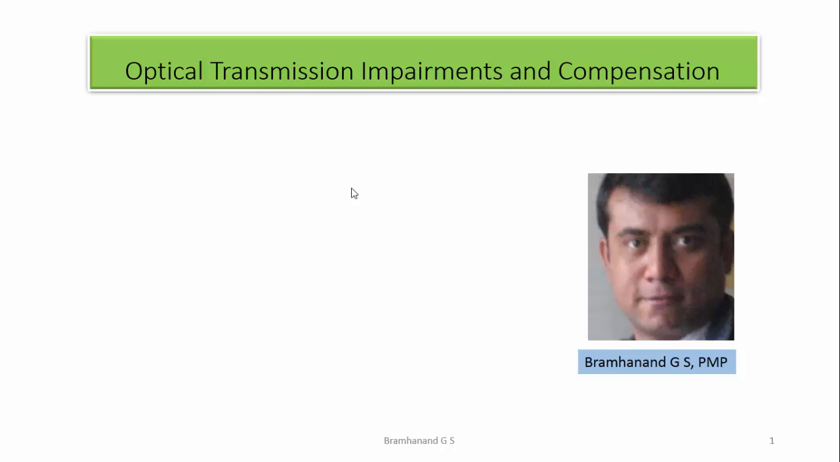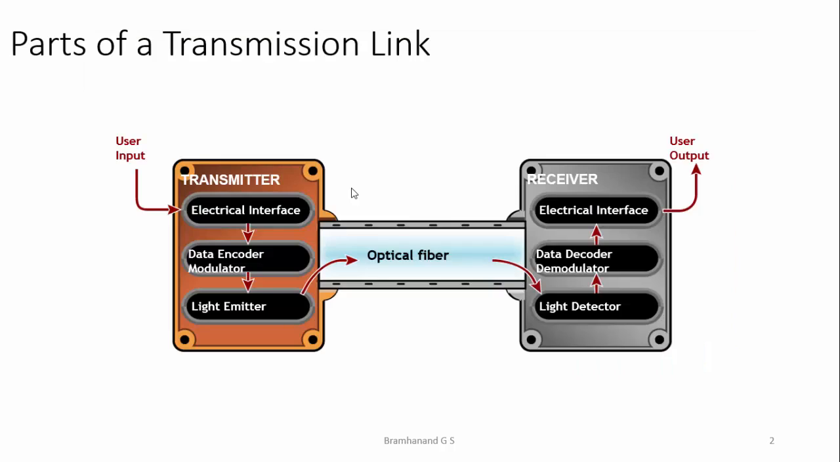Today's topic of discussion is optical transmission impairments and compensation. In the last session, we discussed the parts of a transmission link. We discussed that it has a transmitter and a receiver, and the optical fiber is used as a transmission media between transmitter and receiver for transmission of data as light.